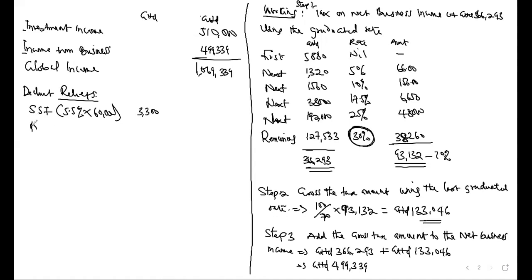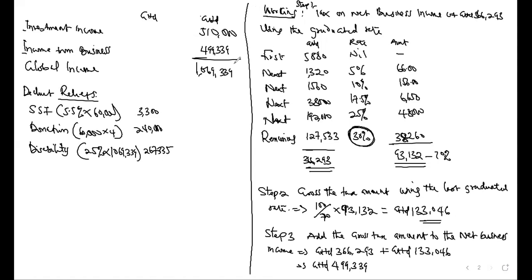Now, he is making a donation to the Heart Foundation. So this will be 60,000 quarterly by 4, which is 240,000. He is disabled. The disability relief will be 25% by 1,069,339. That will give you 267,335. Any other relief again?